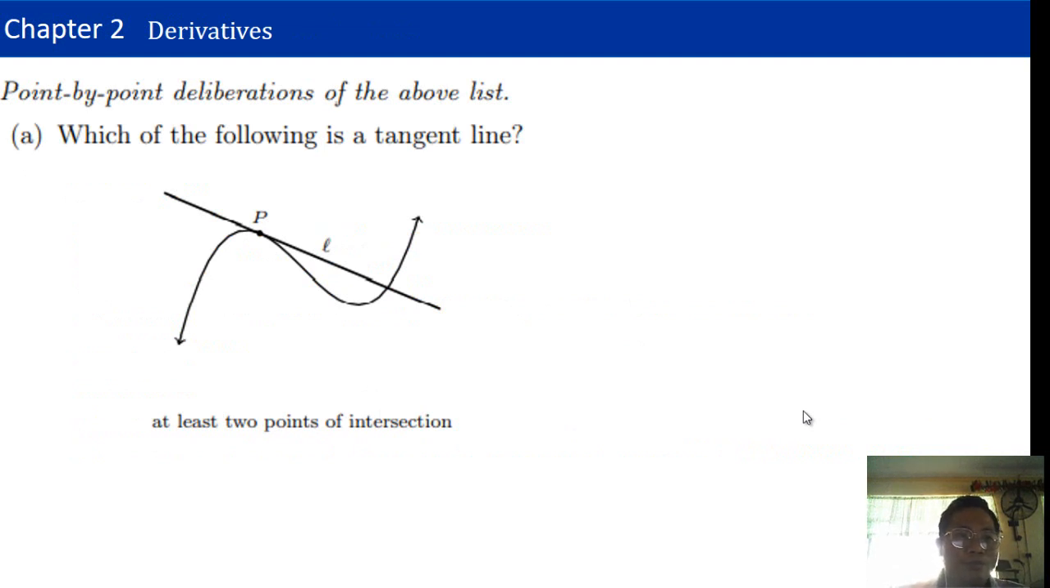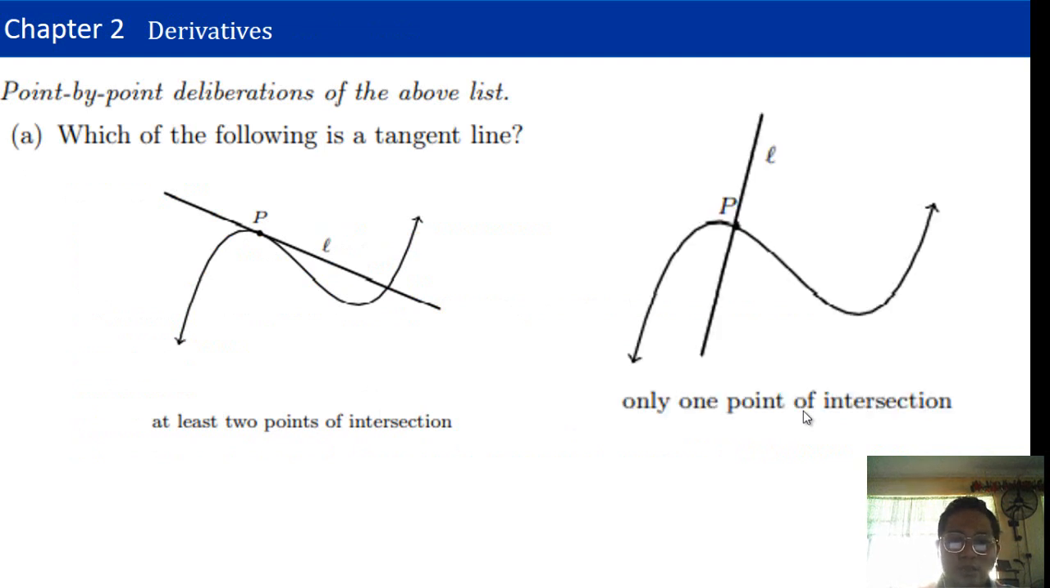So, point-by-point deliberation of the above list. Which of the following is the tangent line? Is this or that one? So, this is a tangent line, of course, in which at least 2 points of intersection, it intersects at the given point, then it intersects another point. So, at least 2 points of intersection. But we say that this is a tangent line, it's because at that point, dumaan siya ng isang beses, parang tapsing sa Bisaya, okay. Next, this one, only 1 point of intersection, and this is really the vertical tangent. We call this one the vertical tangent.